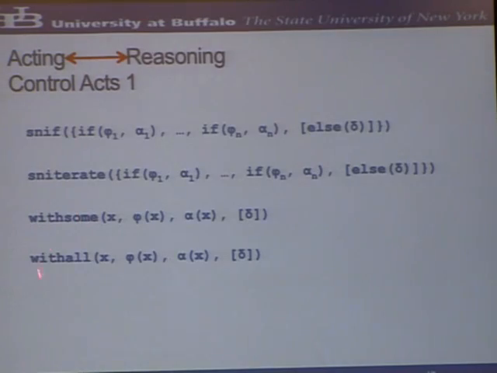And then two that sort of iterate on objects. So this is with some x that satisfies phi of x, non-deterministically chosen if there's more than one, then perform alpha on that. But if there is no such x and the default is there, do that instead. And with all says if there's one or more entities x that satisfy phi of x, do them all in some non-deterministic order. But if there are no such x's, and delta is there, do that.